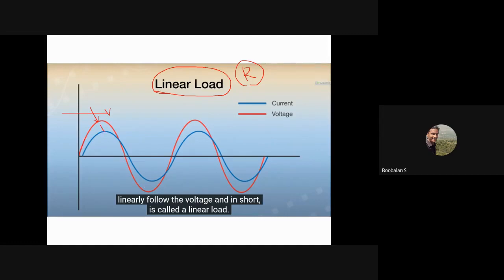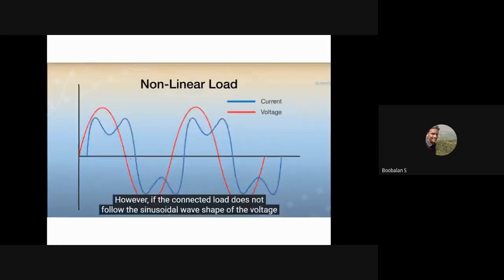The current drawn by the application will also follow the same pattern as the voltage. The same pattern, the current also follows. But in the non-linear load, red indicates the voltage and blue indicates the current waveform. You could see the current is not exactly like the voltage waveform. It's not actually a sinusoidal waveform.